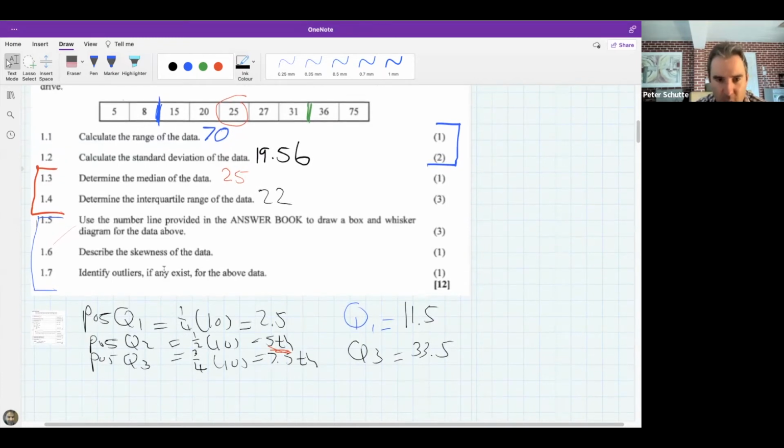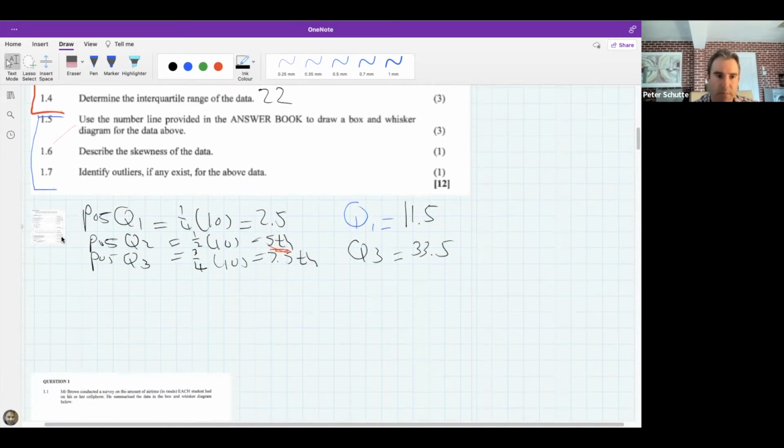Okay, so once you've drawn your box and whisker, I want to know about the skewness of the data. Is it skewed to the right or the left, or positively or negatively? And then I also want to know about, are there any outliers in this data? So the only values that could be outliers, look at the box and whisker and ask yourself, does one of the values look far away, and how would you test it? I'll show you the model answer in a moment from the exam paper.